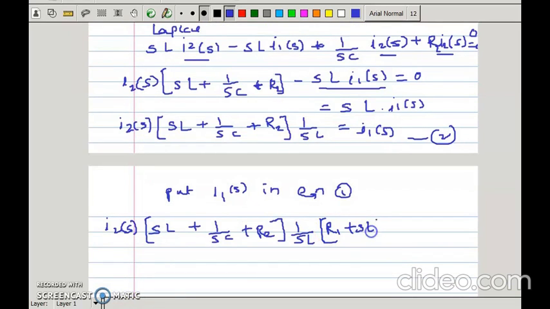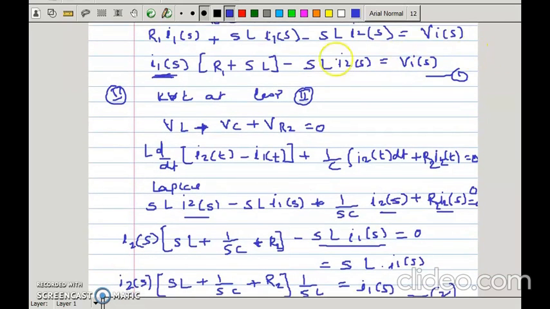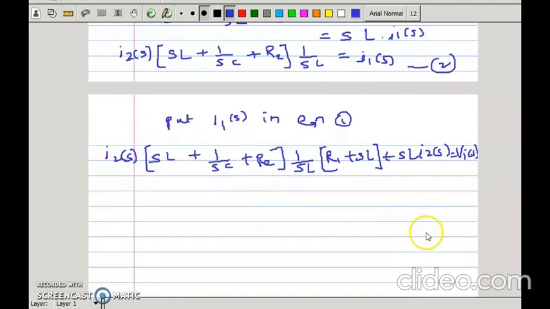R1 plus SL as it is, and the third term is SL out of S, plus SL out of S is equal to VI of S. Okay, let's take common. See, this I2 is available here, and again this I2 is available here, right? Can we put I2 of S outside? For the inside: SL plus 1 upon SC plus R2.